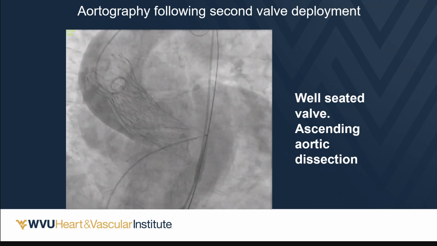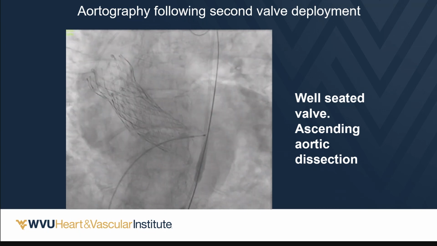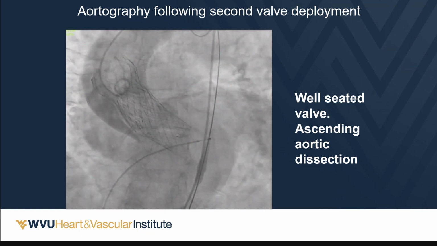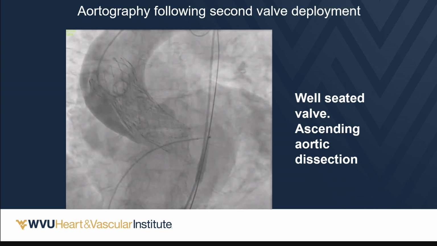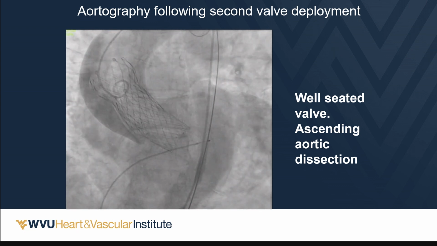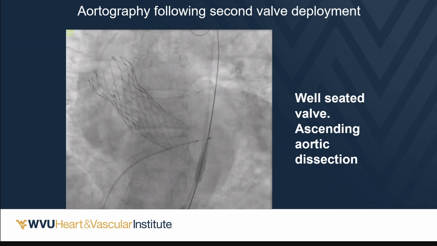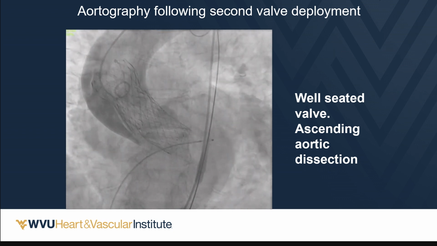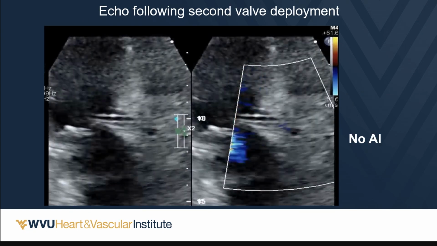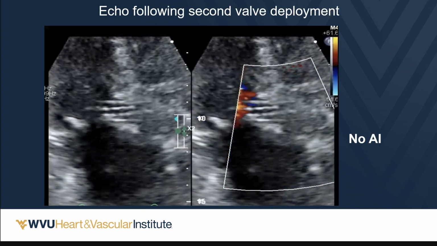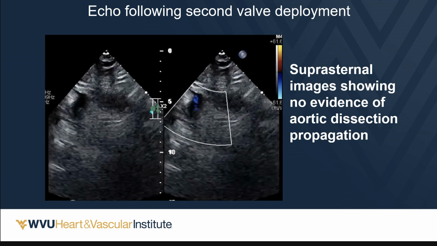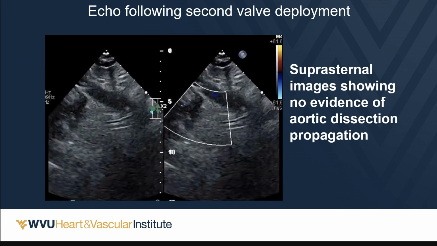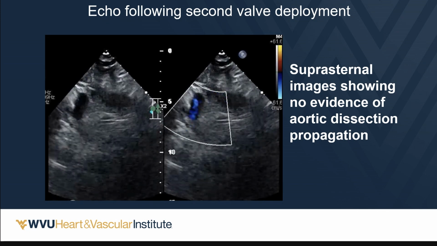So two things. Number one, the right coronary flow is less, but also there's a dissection here on this side. And so, a well-seated valve and aortic ascending dissection, and the valve-in-valve obviously embolized, so there's probably coronary obstruction as well. It looks like there is no AI, but suprasternal images show no evidence of propagation of the aortic dissection.